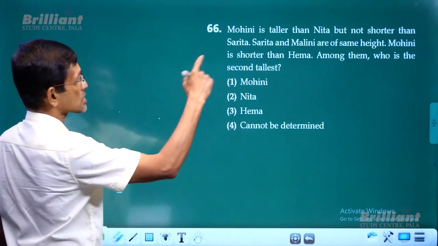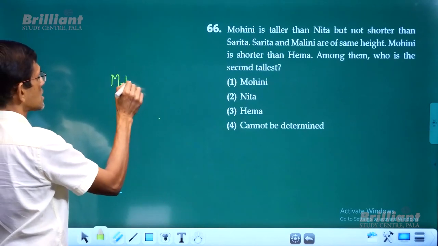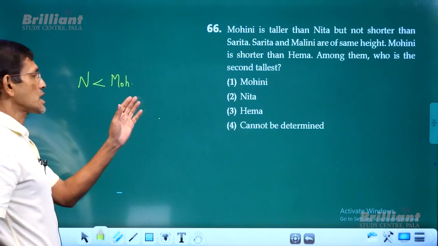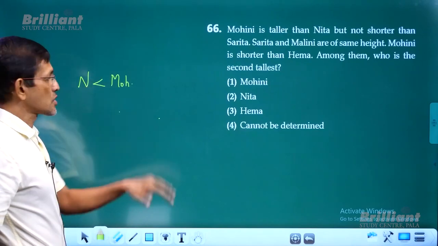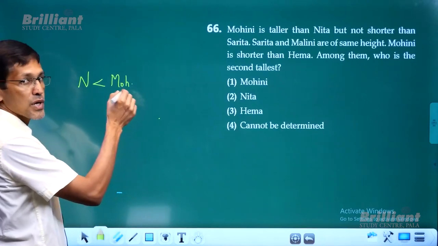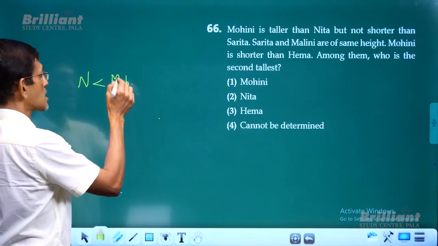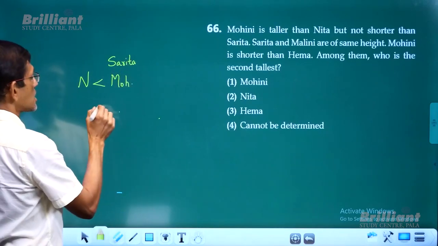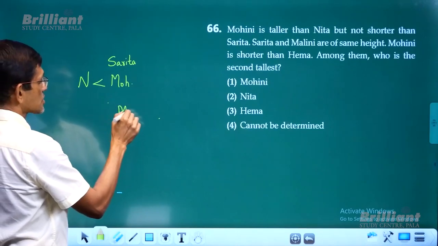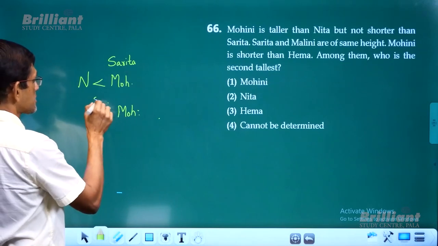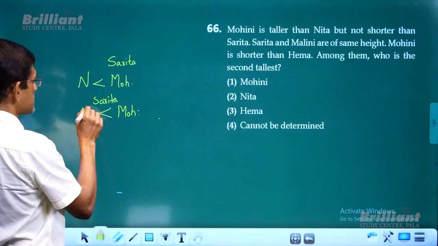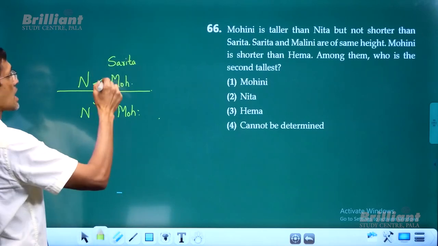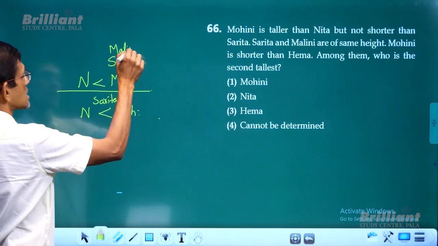All right, so look at this. Let's make an arrangement. Mohini is taller than Nita. But not shorter than Sarita. Mohini is not shorter than Sarita. So that means Mohini is not shorter than Sarita means either Mohini and Sarita are of same height or Sarita is shorter than Mohini. So Mohini, well, Sarita, then Nita. So these are the possibilities. Sarita and Malini are of same height. Okay, so Sarita and Malini, they are having the same height.